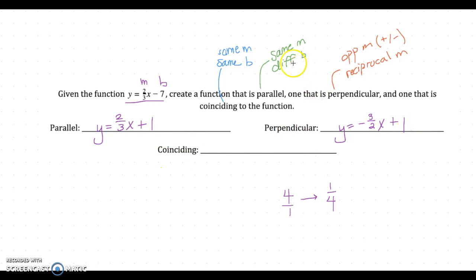And lastly, for coinciding, we have same m, same b. So literally rewrite the equation exactly as it is. If you wanted to get really crazy, you could switch this around, make it look different, but still mean the same thing. So I could do something like y = -7 + 2/3 x. Those are the exact same line, they're just flipped around. I could multiply everything by a number. If you multiply both sides, you're fine. Whatever you want. Again, the easiest thing to do is just rewrite the exact same equation.